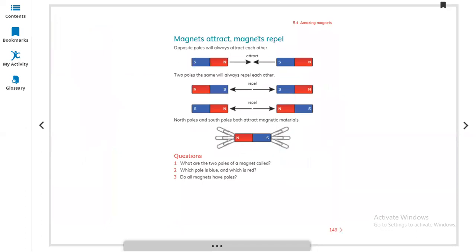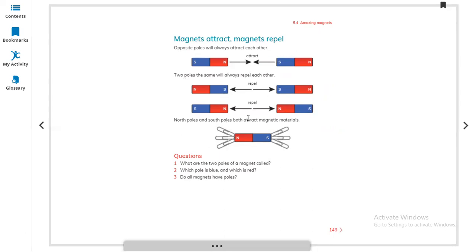Magnets attract, magnets repel. Obviously, in simple words, if they have the same pole, they are never attracting. Opposite poles will always attract each other. Like this is one north and this south, so they are attracting each other. Two poles that are the same will always repel each other. If it's south and this south, they are not attracting, they repel. And this one also, north north, south south, they are not attracting.